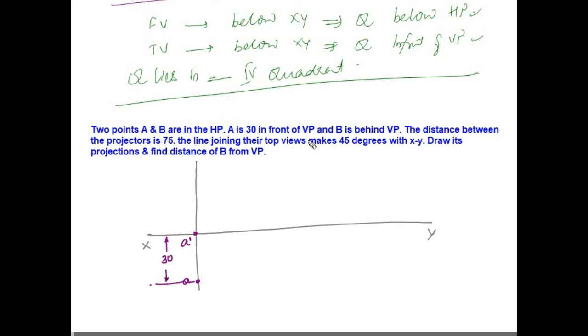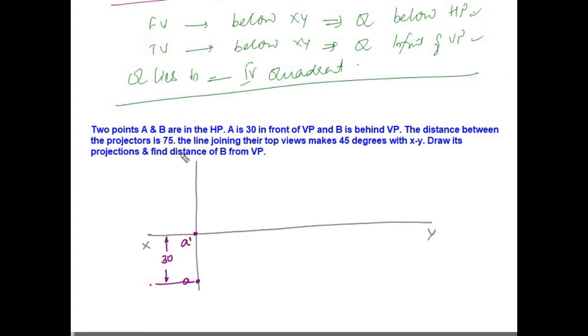Okay. Now let us go to B. B is in HP. That means it will come on the XY line. And B is behind VP. So we don't know at what distance it is behind VP, but we know that it is behind VP. That means the top view will come above the XY line. The distance between the end projectors is 75.